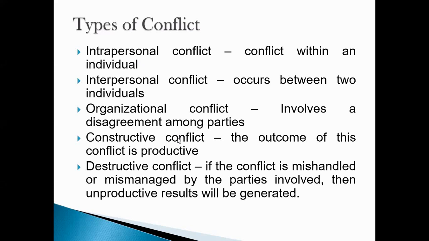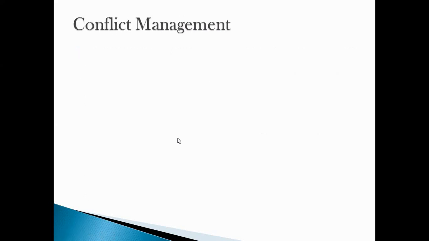And the other type is the destructive conflict. It is the conflict that is mishandled or mismanaged by the parties involved, and then unproductive results will be generated. So the other type of conflict is the destructive conflict. That is mismanaged by the parties who are involved in the conflict. And the outcome of this destructive conflict would be a negative one. Okay, so these are the types of conflict.